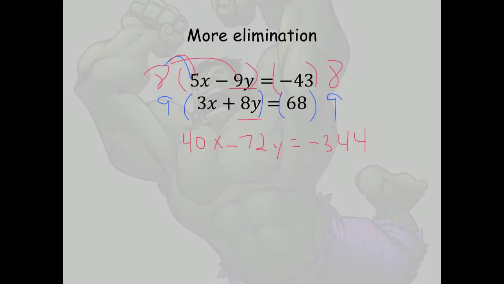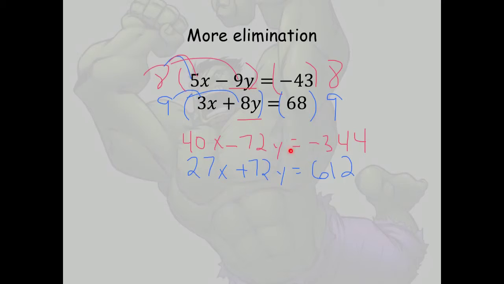So, what did you get? I got 9 times 3x is 27x. 9 times 8y is positive 72y. Oh, I see something. And over here we have 9 times 68 is 612. Okay, so now this is interesting to me right here.